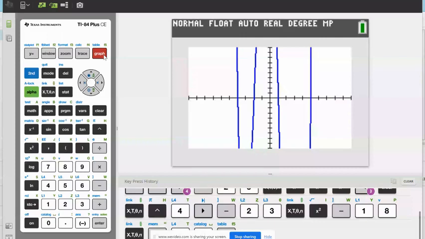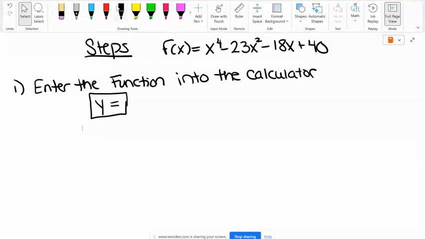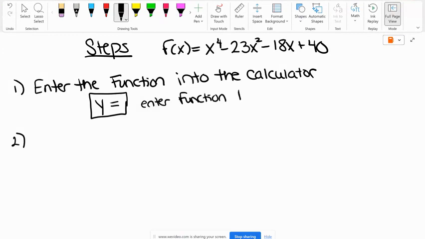So what we're going to do is adjust the window settings. On the test, I will tell you the window settings to put it to, so you could be able to see the full graph. So how do you adjust the window settings? I will show you. Let me write it out. So to adjust the window settings, well, y equals, enter function, then press graph.